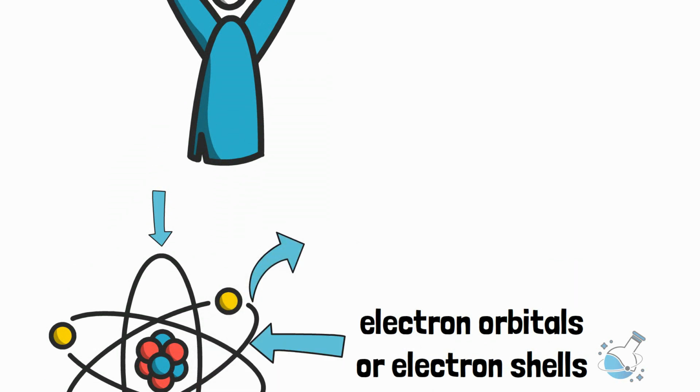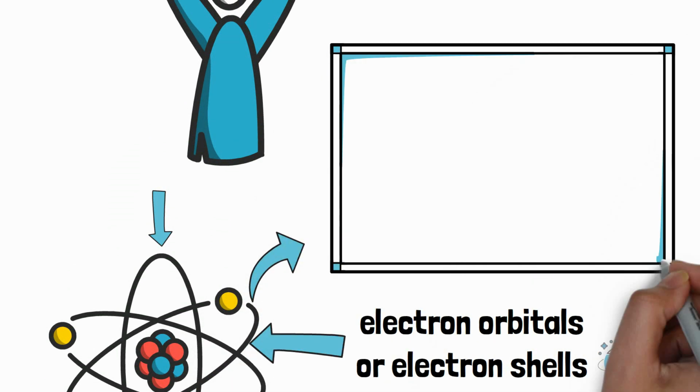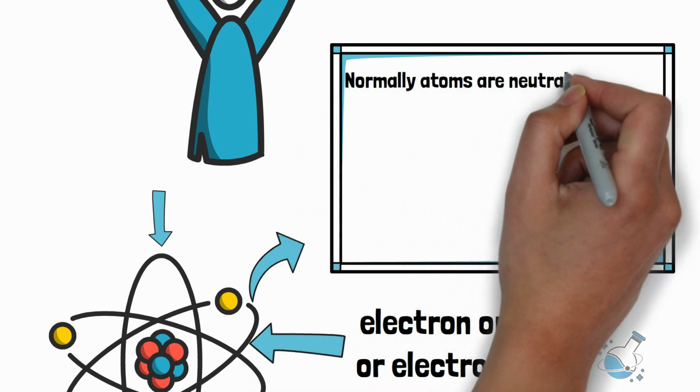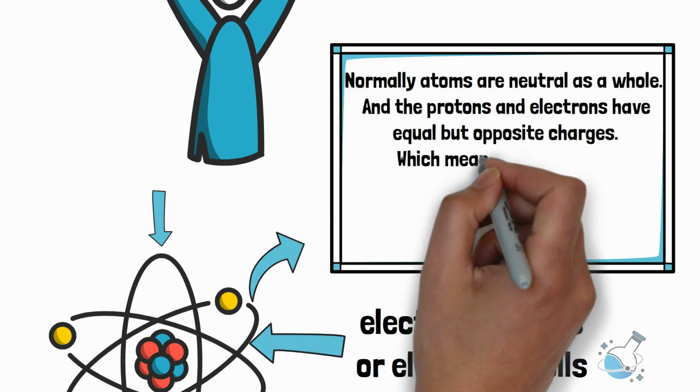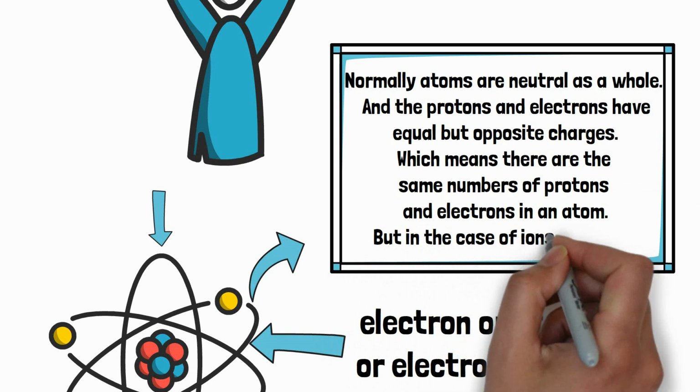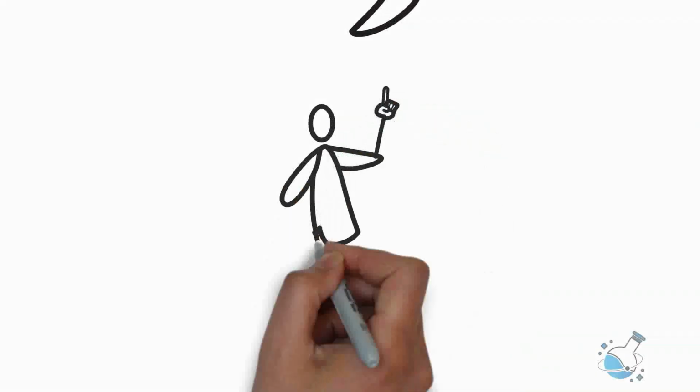Normally atoms are neutral as a whole, and the protons and electrons have equal but opposite charges, which means there are the same numbers of protons and electrons in an atom. But in the case of ions, they vary. That's the gist of it. You will learn more as you go.